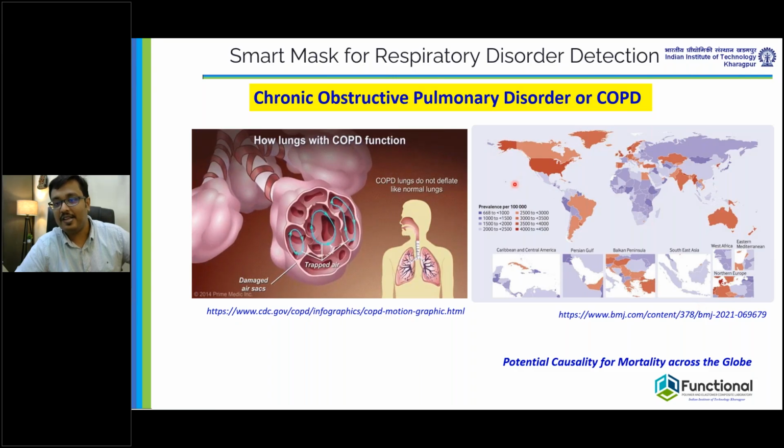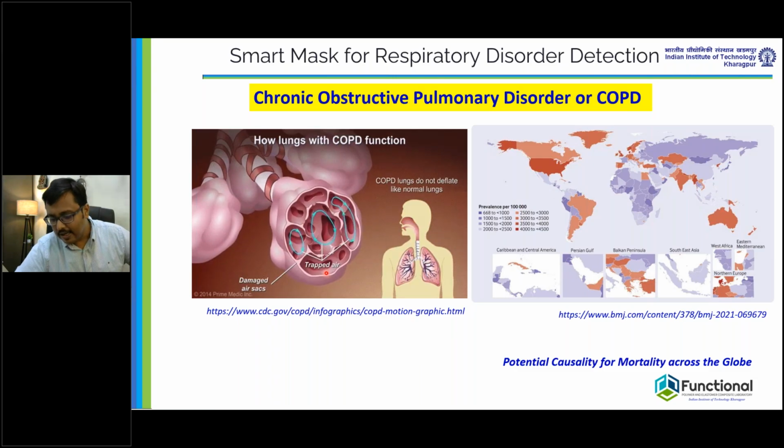COPD is a problem happening throughout the world. Thanks to the increase in pollution and many other secondary factors, there are a lot of COPD patients. In the case of COPD, your lungs do not deflate like a normal lung. As a result, you get problems like breathing disorders and all those kinds of things. You have a lot of problems.